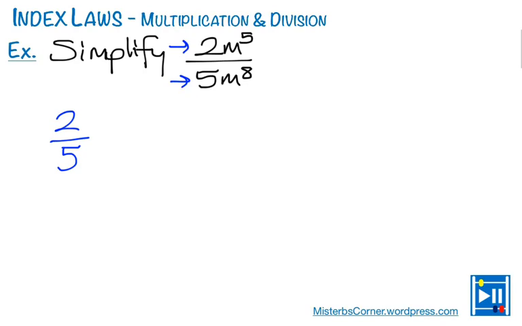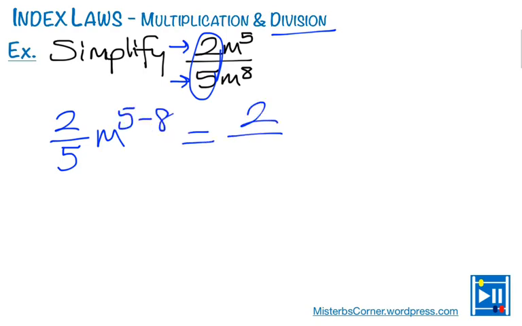Now here we have 2 and 5. Here is a fraction, so I write it in the beginning. Now, m to the power of 5 divided by m to the power of 8. If it is division, I take away the powers, so it's going to be m to the power of 5 minus 8, and then your final answer will be m to the power of negative 3 here. So it's 2 over 5 times m to the power of negative 3.